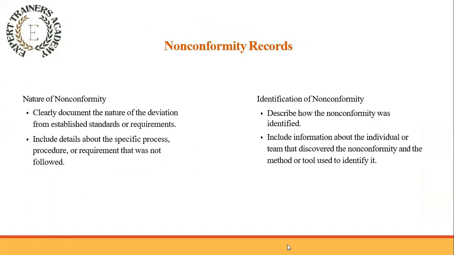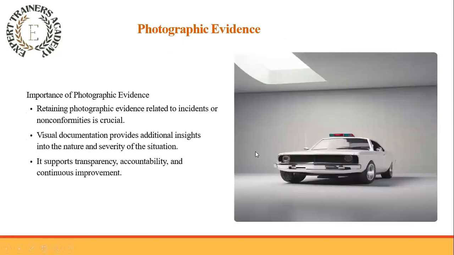Non-conformity records. So what is the nature of the non-conformity? And then identification of the non-conformity. Describe how the non-conformity was identified, like by physical inspection, etc. Include information about the individuals or team that discovered the non-conformity. In the non-conformity report or record, you need to mention what the non-conformity is, who has identified it, etc. And then the nature of the non-conformity has to be documented and recorded in that.